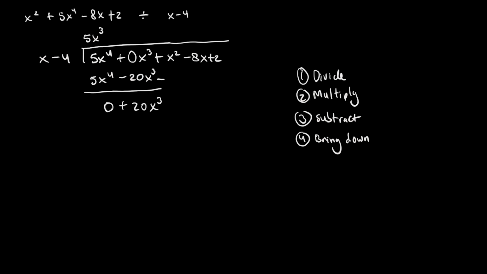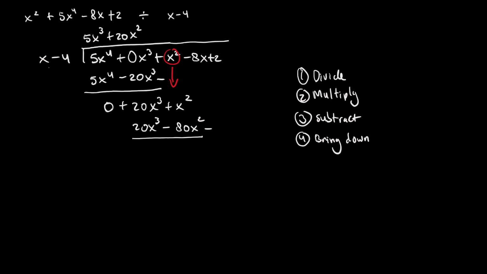And then we're going to bring down the next term, which is x squared. So we bring it down here. So that is going to be plus x squared. And then we start off with the very first step again, which is to divide. So that is 20x cubed divided by x. So that will be 20x squared. And then we go ahead and multiply again. So that's going to give us 20x cubed minus 80x squared.